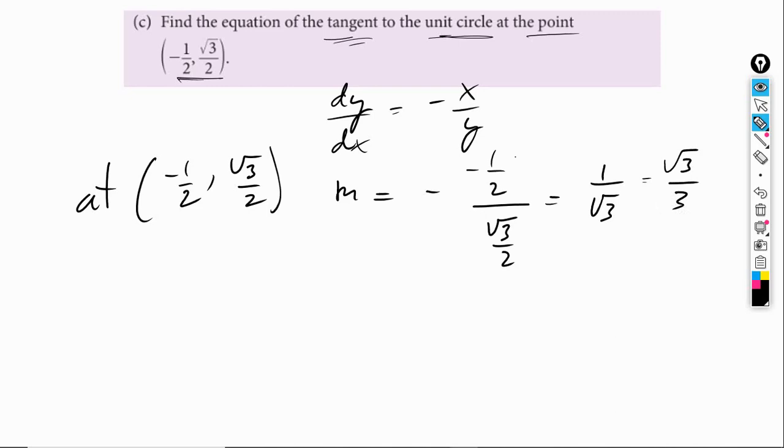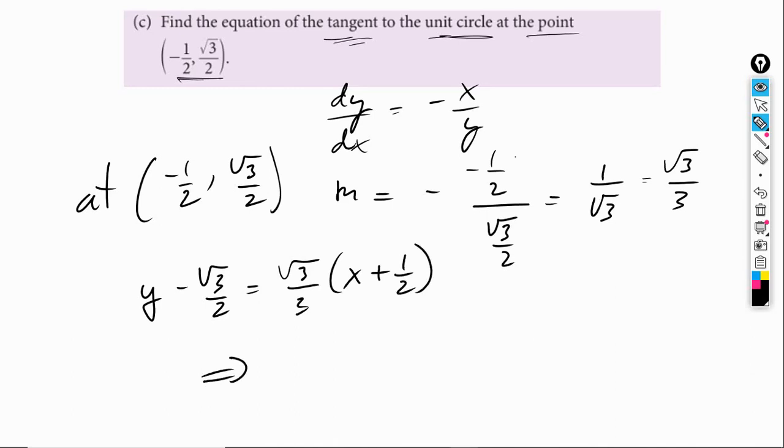Okay, so we have everything we need to find the equation, because the equation would simply be y minus square root of 3 over 2 is equal to square root of 3 over 3 times x minus minus, so x plus 1/2. And then if we multiply and rearrange, we're going to get that y is equal to square root of 3 over 3 x plus 2 square root of 3 over 3. And this would be the equation of the tangent at that point.